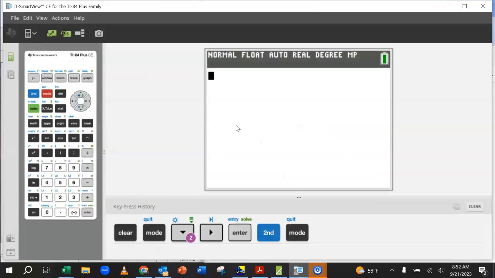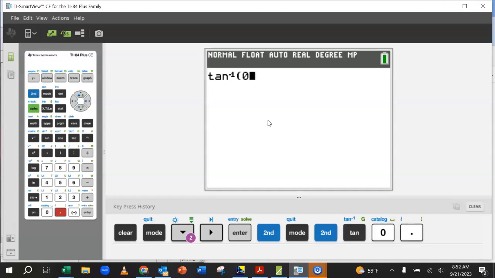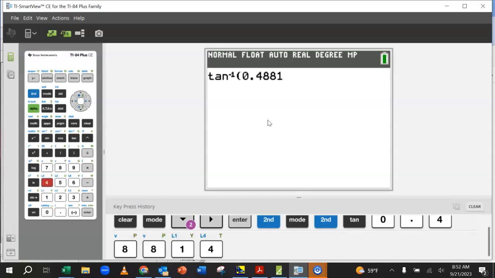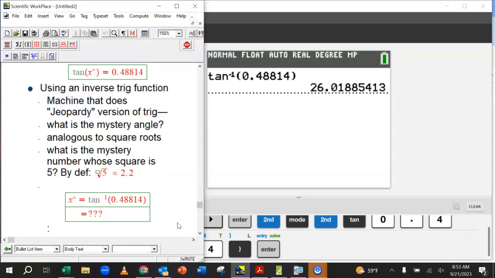0.4814. What we do is we go second, and above the tangent button is this little tan inverse. You read that as tan inverse. 0.4814. Enter. I've got it set in degree mode. You probably will have it in degree mode, but you do need to check. There are other angle modes. About 26.0. Yeah, let's call it about 26 degrees. So let's go back here, and it turns out to be about 26 degrees.